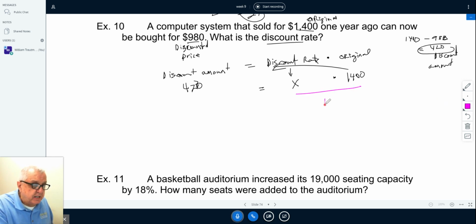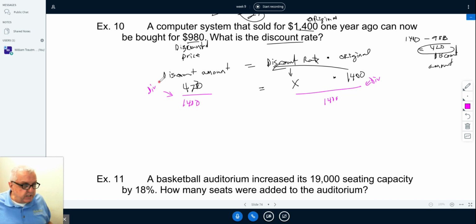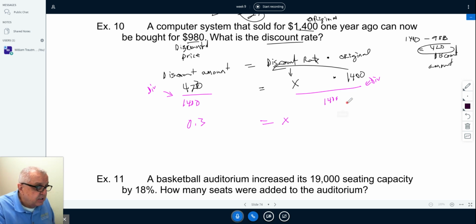And it's a multiply, so I have to divide by 1,400. That's 420. I have to divide by 1,400. So 420 divided by 1,400 on my calculator, I get 0.3 equals X. And once again, this is a decimal answer.